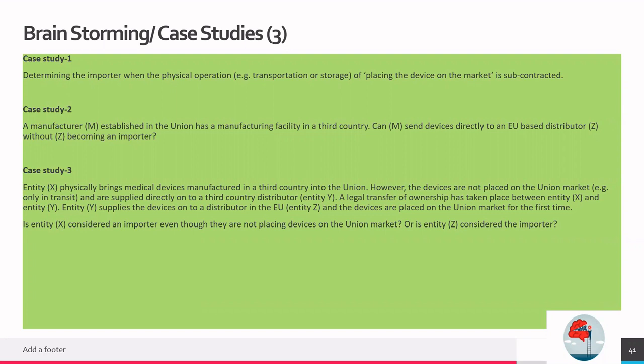Adapting the lines of transfer of legal property of the goods could be a means of limiting the number of economic European Union importers. So the physical goods could go from the third country manufacturer to distributor Z and may physically transit the third country. So therefore entity Z becomes an importer. So that is the answer. Very good, Vaishnavi. I'm very happy.